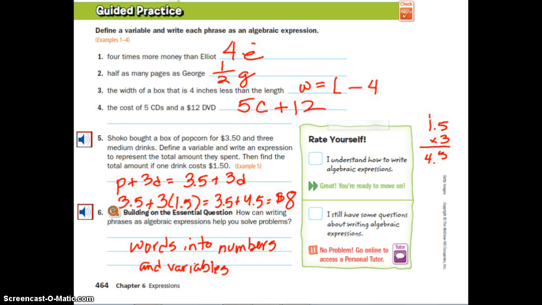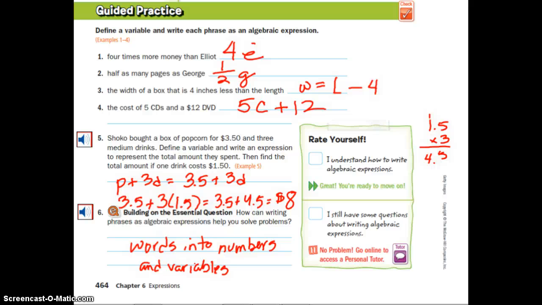Did you get what I got? I got 4e. Notice I use a lowercase e. Variables, we use lowercase letters for the most part. 1/2 g. The width is, so I decided to make an algebraic equation. W equals L minus 4. Remember, less than, throw it to the back. 5c for CDs plus 12.